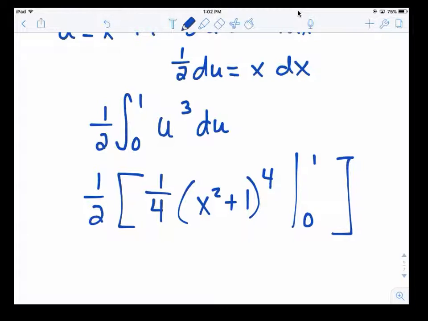The reason I have to plug this back in is because these upper and lower bounds are with respect to x. So when you plug them in, your function has to be in terms of x. You can't leave it in terms of u. So when I do that, when I plug in 1, I get 2 to the 4th is 16, divided by 4 is 4, minus 1/4.